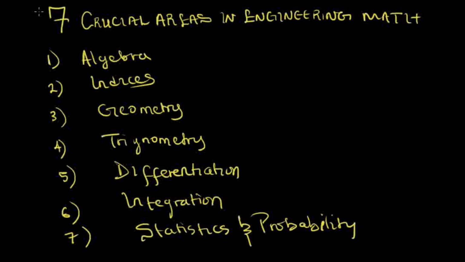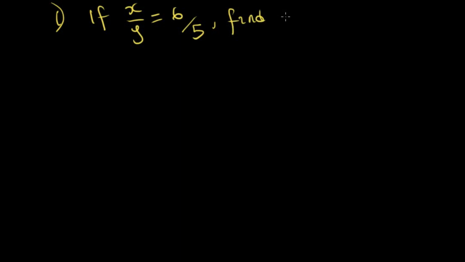So very quickly, I'm going to be demonstrating with quick examples how to solve problems in these areas. Okay, so let's start with algebra. So in algebra, you are to find, if x over y is equal to 6 over 5. So we are asked to find x squared plus y squared over x squared minus y squared.